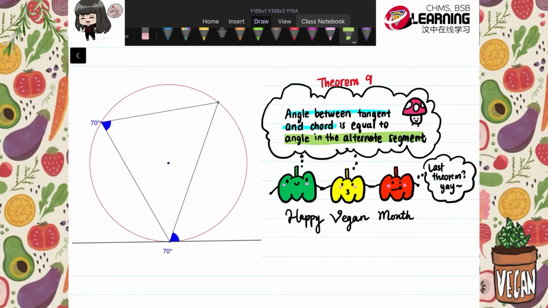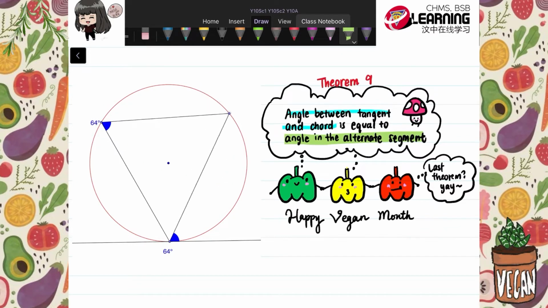Now I want you to look at this circle over here. As you can see, this is a tangent line and this is the chord. Not to confuse you, I will just give an example, only one pair of the angles that is the same. Theorem number 9 tells you the angle between this tangent line and this chord, this angle, you see, is what angle? 70 degrees, is equal to the angle at the alternate segment, this one. We call this the alternate segment, and this angle is 70.